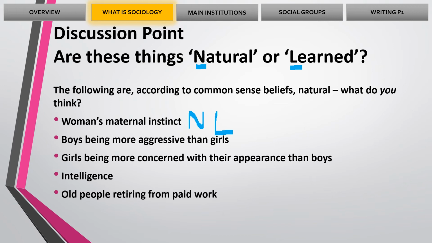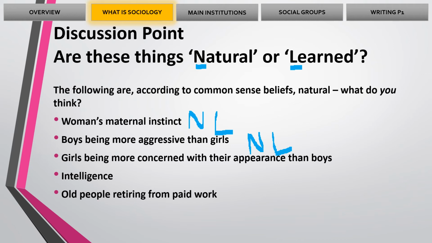Boys being more aggressive than girls, again, we've got arguments that it's natural, boys have more testosterone in their bodies. This is linked with aggression, and it could be that boys become more aggressive because of those hormonal differences. But it's also learned. Boys are encouraged to be more aggressive, more risk-taking, more physical, more active than girls. So it could be aggression as learned behaviour, and particularly in later adulthood with things like toxic masculinity and machoism. This is a learned behaviour.